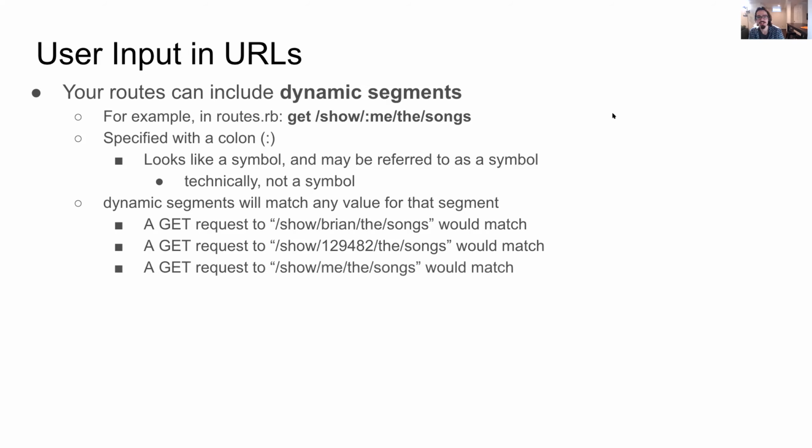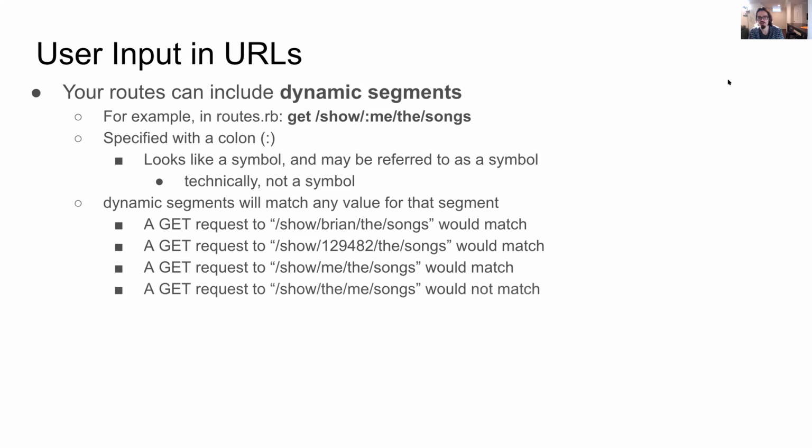Here's another example. A GET request to show me the songs would match. Mike, your question was about how we ran into something where our routes were out of order and we had to change the order to get it to work. This can cause you some confusion. If I put in me as my dynamic segment, the dynamic segment of me is now taking on the value of me. So the name and the value are the same. This can be confusing, but this would still match this route.